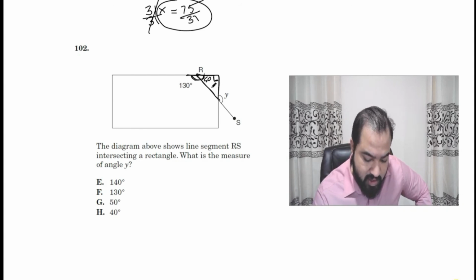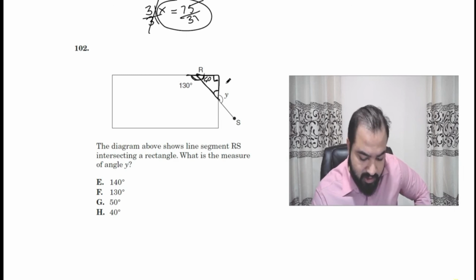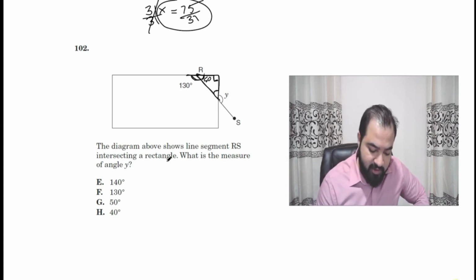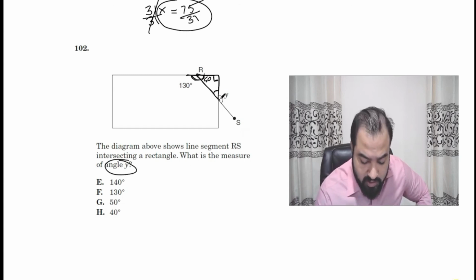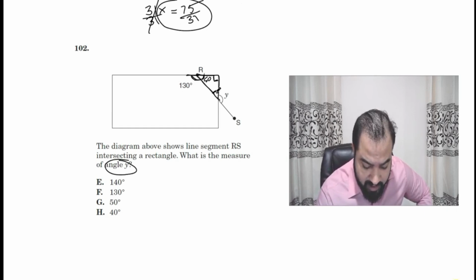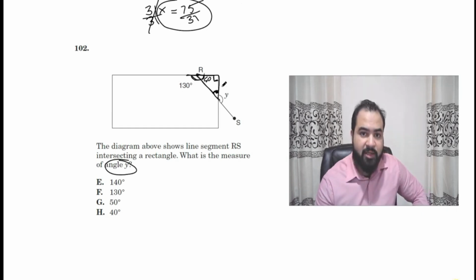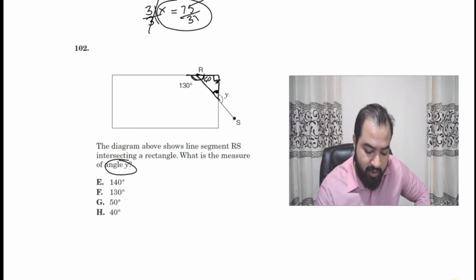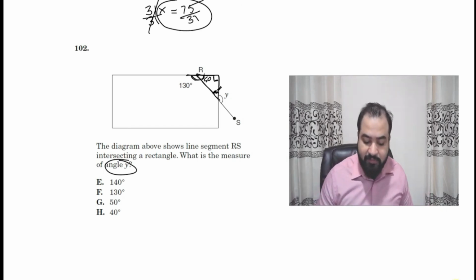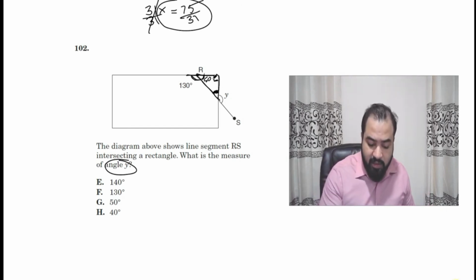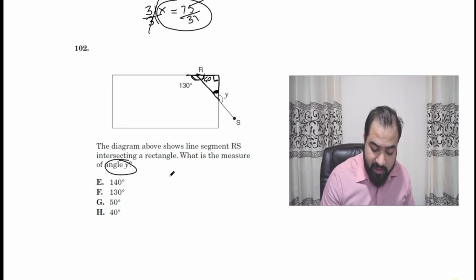The third angle of this triangle is missing. Let's take a look at the question. The diagram above shows the line segment RS intersecting the rectangle. What is the measure of angle Y? We want to know what Y is. If we can find the angle next to Y, we can subtract that angle from 180 and get Y. So how do we find that? Remember, the three angles of a triangle add up to 180. So we have 90 degrees and 50 degrees.